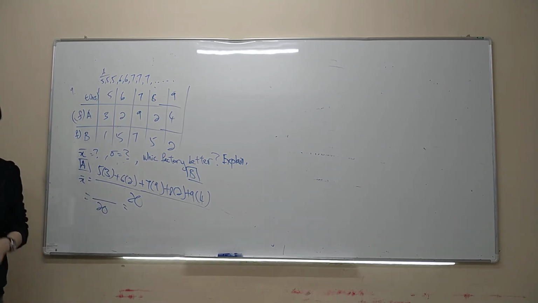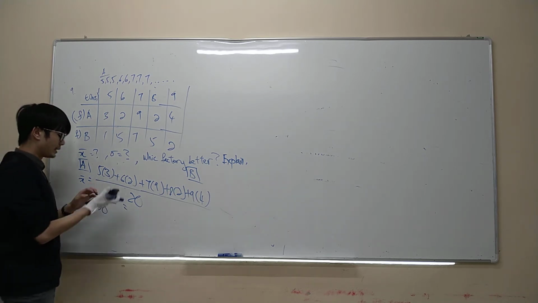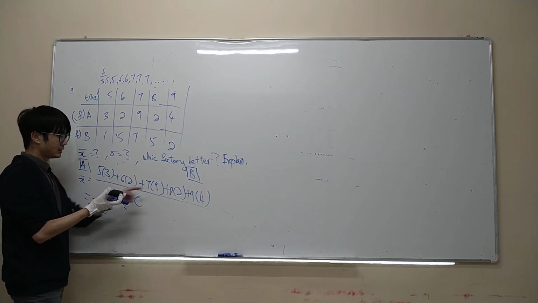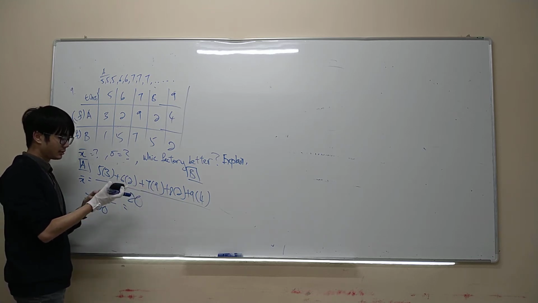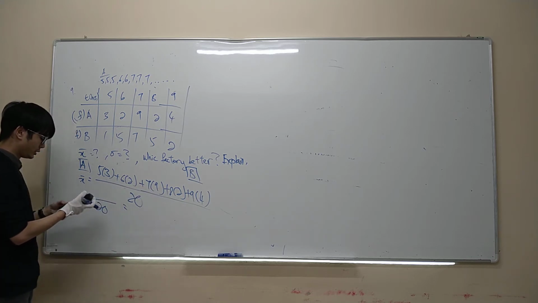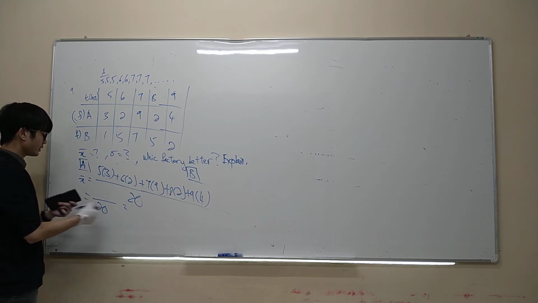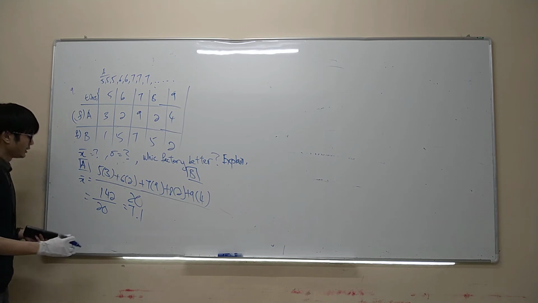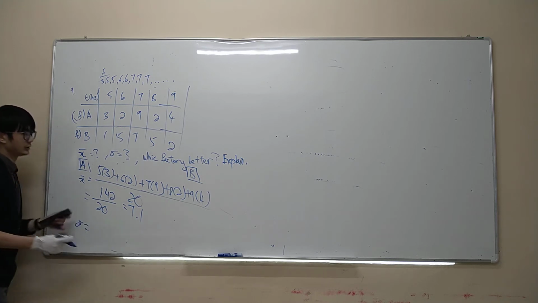Use your calculator. 5 times 3 is 15. 6 times 2 is 12. 7 times 9 is 63. 8 times 2 is 16. 9 times 4 is 36. So 142. Divide 20. 7.1. So set. So what about the standard deviation?